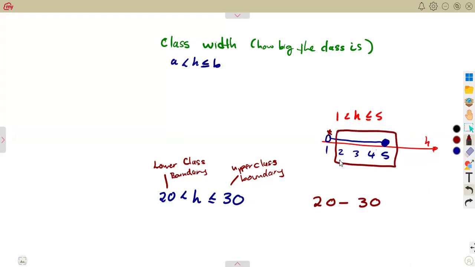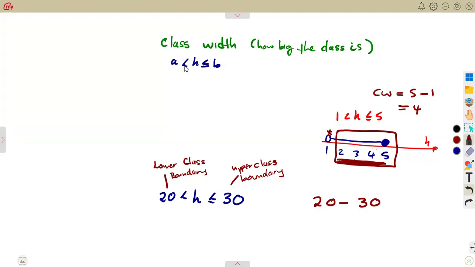So how many numbers are there? 1, 2, 3, 4. This is the width of the class that we are talking about. There are 4 numbers. That is the width of the class. 1 is not involved. So if you're calculating the width of the class in this presentation, your class width is going to be the difference, 5 minus 1, which is equal to 4. You have the class width there. Upper class minus lower class.